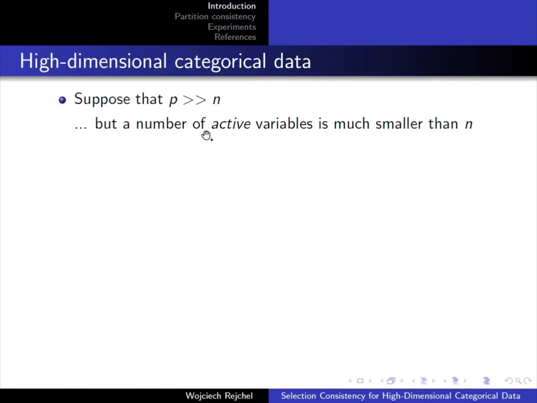So I assume that the number of active variables is much smaller than n. And what do the active variables mean? In a second, I will show you formally. However, as I told you, P is the number of all levels. So active variables are distinct levels, because if you have a factor, then possibly some of the levels of this factor can be taken together, can be merged. So an active variable means that this level is considered after a possible merging.